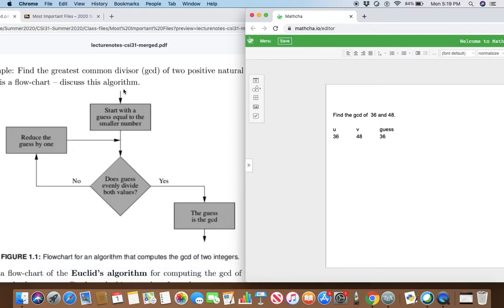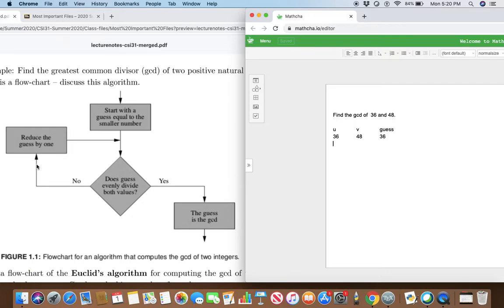So that's a flow chart. I follow the arrows. So I have implemented this box. I go down. When I hit a diamond or a rhombus, this is what is called a conditional. So I have a Boolean expression. Does my guess evenly divide both of these values? No, it evenly divides U but not V. So no is the option I have to choose, not yes.